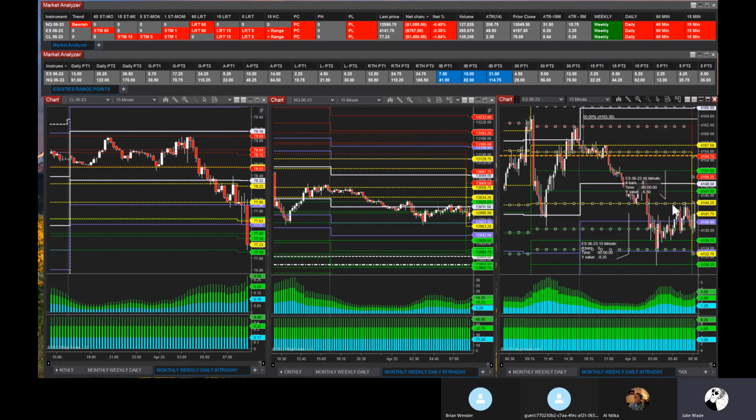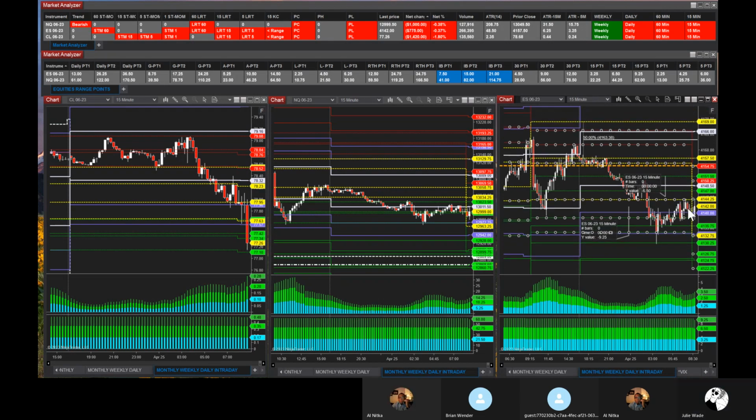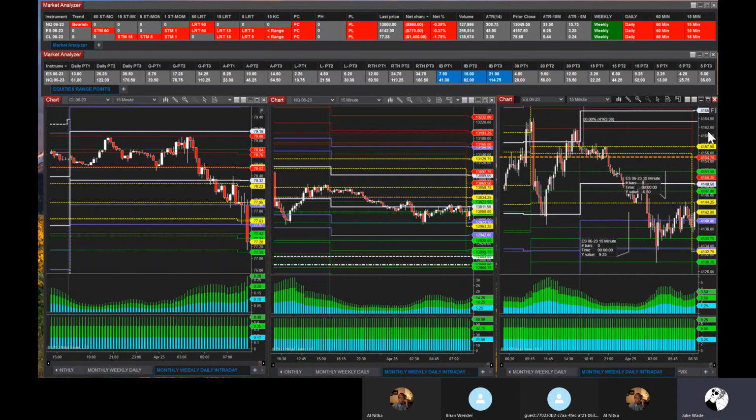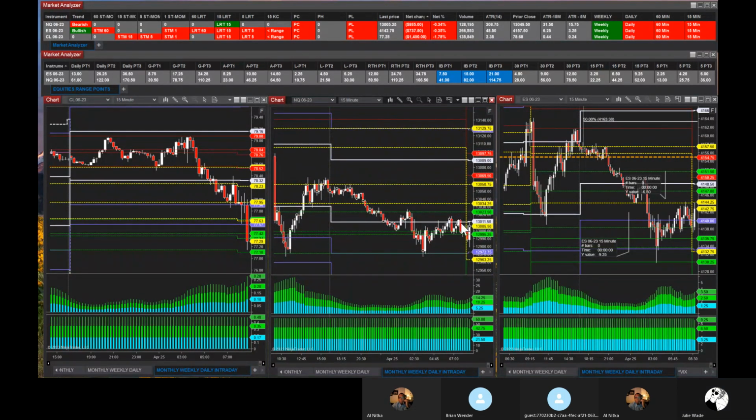This PT1A is the first standard of the 1 hour IB, 8:30 to 9:30, and that is often a support resistance area. And here we've tagged the Globex. That is the overnight session, 1700 to 8:30 Chicago.